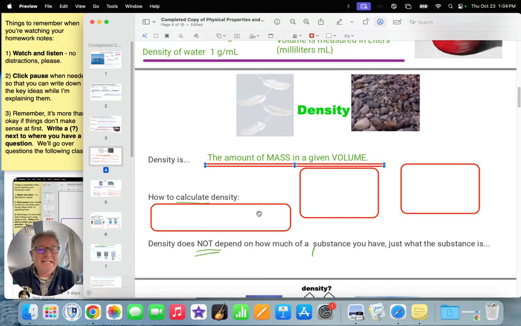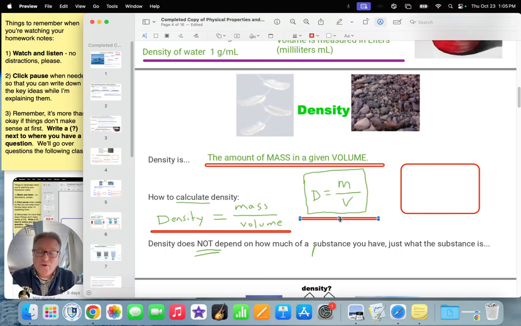And to calculate density, here it comes, we have an equation. The equation to calculate density is this. Density equals mass divided by volume. Sometimes you can think of equations as sentences. This is equals something over something, or something times something. Density is mass divided by volume. And in fact, you don't have to write out the whole word. You can just write D equals M over V.